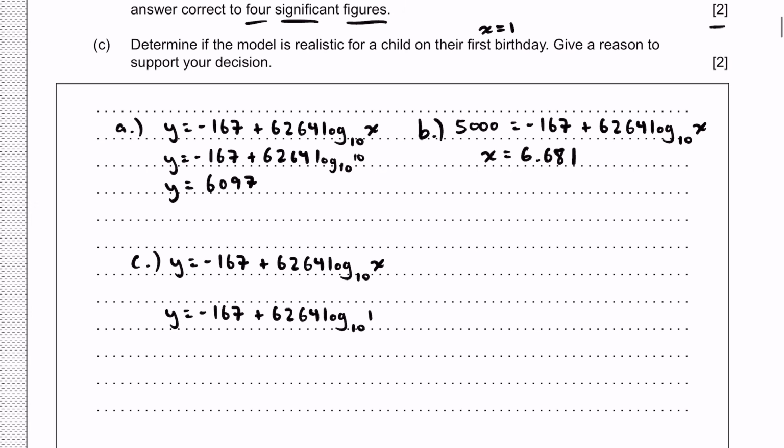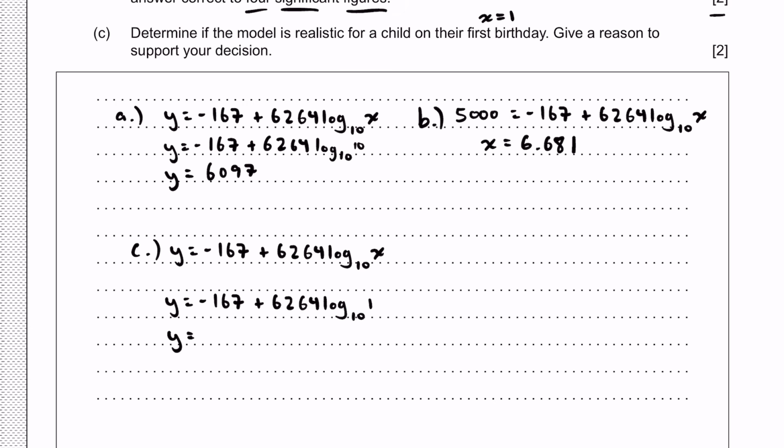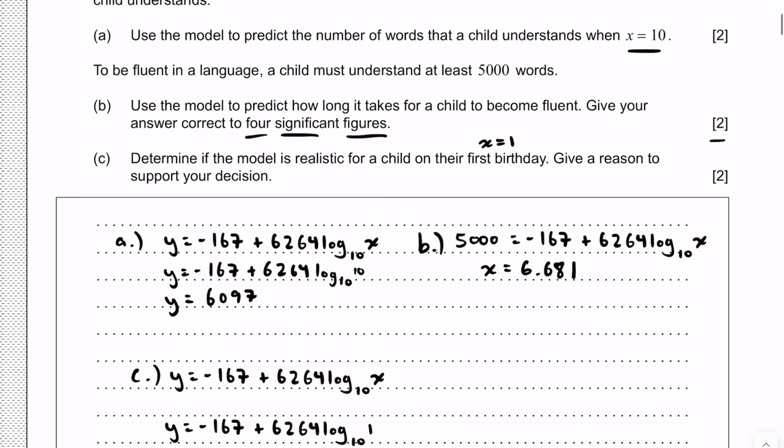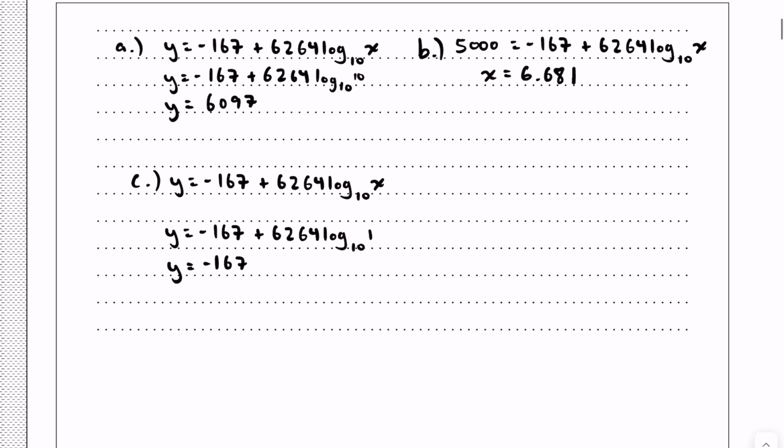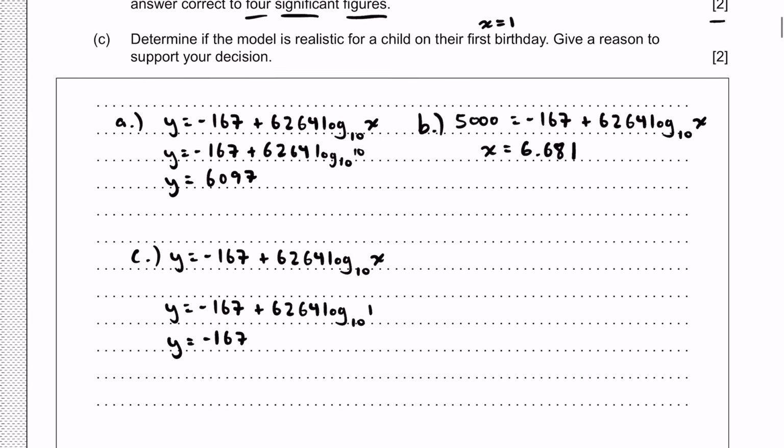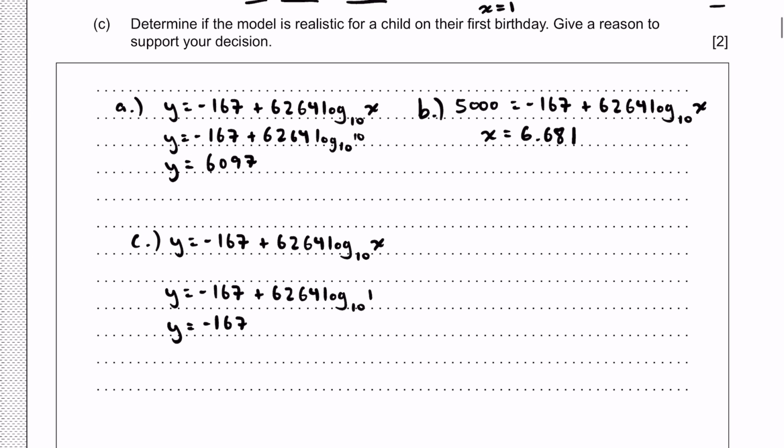So I'm actually going to write that out and then can talk about it, I guess. So negative 167 words on their first birthday doesn't make sense because it's not really possible to understand negative words. And also, if we look at our domain restriction, actually it doesn't violate our domain restriction. We still have a value greater than 0. But we can't have negative words. It is not realistic, actually.